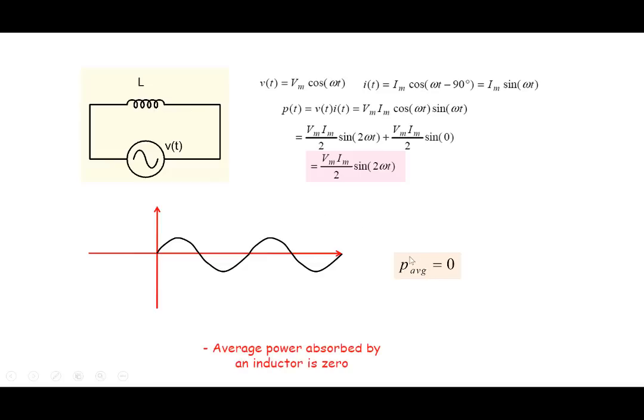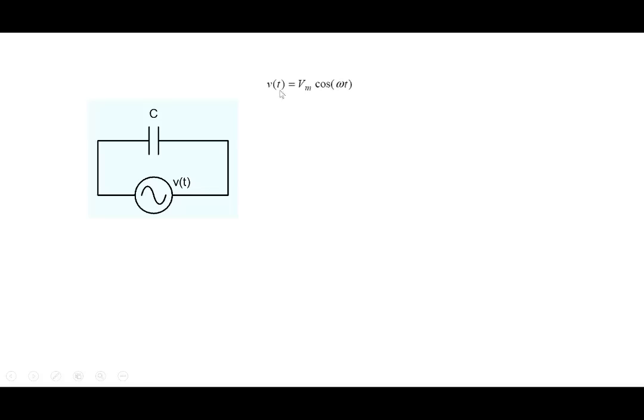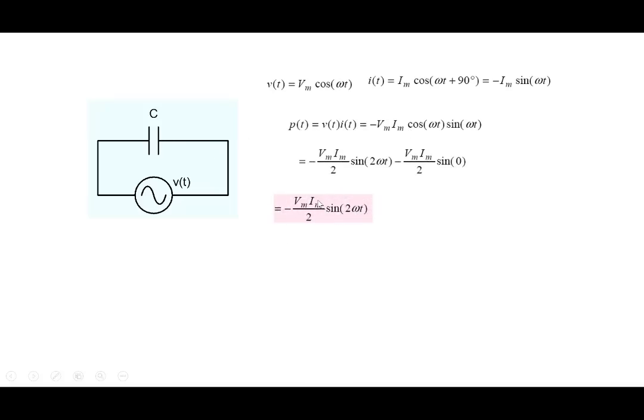Same thing, we can do it with a capacitor. Let's say Vt is Vm cos omega t, It will be equal to minus Im sin omega t, where Im is related to the capacitance value. Instantaneous power you can write in this form, Vm Im by 2 sin 2 omega t, and that average is also 0. Average of a sinusoid is 0 over a time period. So average power absorbed by a capacitor is also 0. So in a circuit, it's only the resistor which can dissipate power. Inductors and capacitors will not dissipate any power.